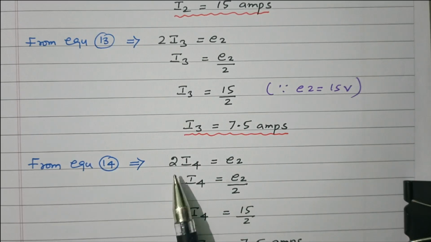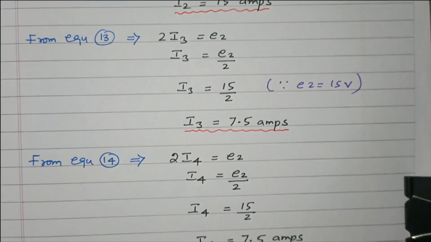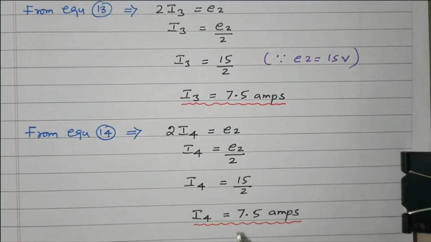From equation 14, 2I4 equal to E2. So that I4 equal to E2 by 2. That is, E2 is 15. 15 by 2, 7.5 amperes. So I4 also 7.5 amperes. So now we calculated I1, I2, I3 and I4. I1 is 15 ampere, I2 is 15 ampere, I3 and I4 is 7.5 ampere respectively. So now we calculated branch voltage as well as the branch current.